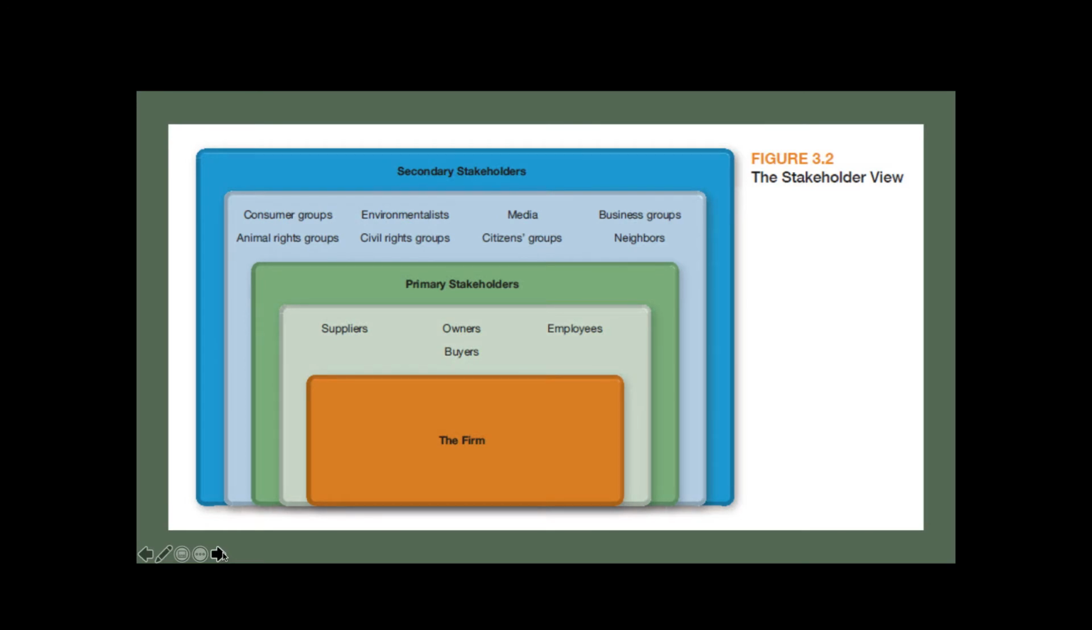Now, again, this looks very similar to the previous slide, doesn't it? It shows a larger environment, which in this particular slide, instead of calling it the general environment, we called it secondary stakeholders. And instead of the task environment, we call them primary stakeholders. And then, of course, in the center is the firm with its internal environment. What are we trying to communicate when we translate the first diagram into the stakeholder view you're looking at now?